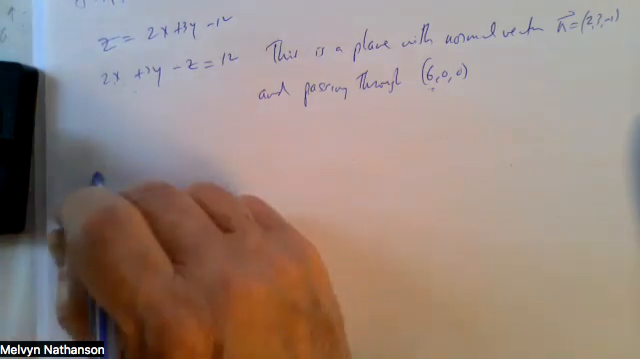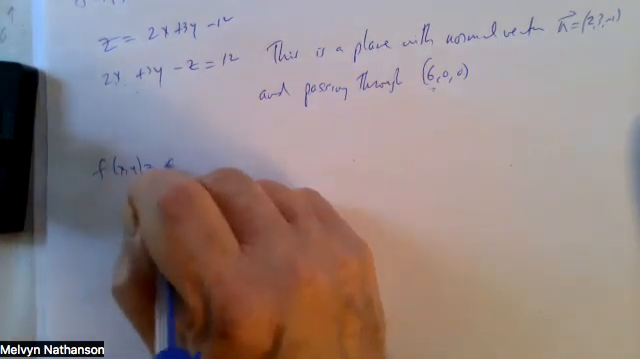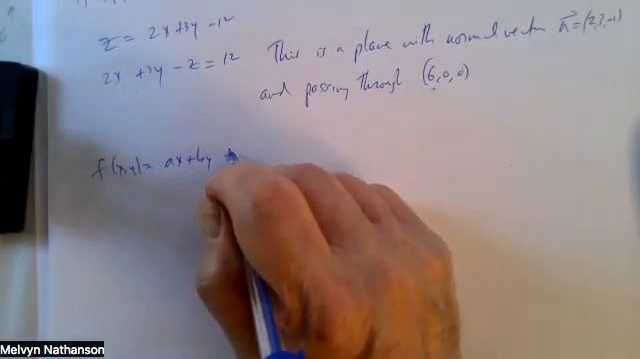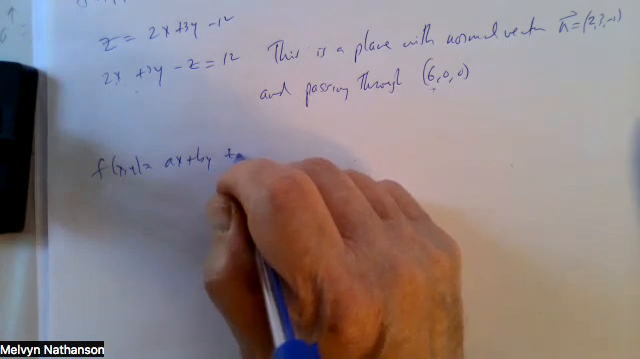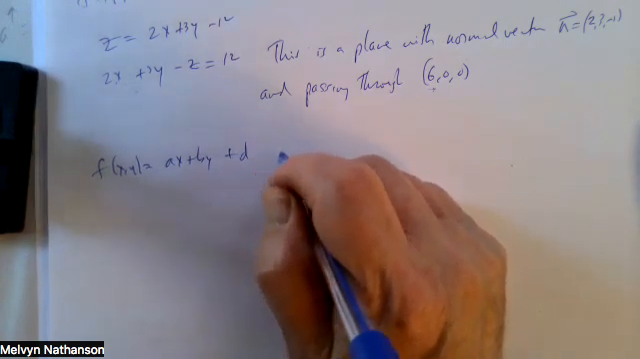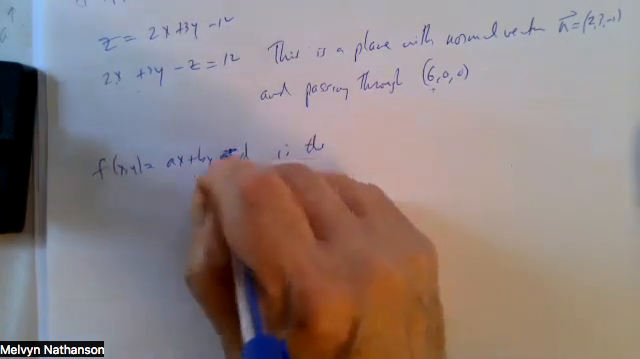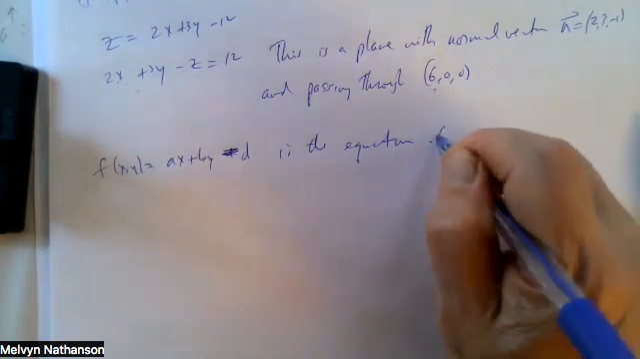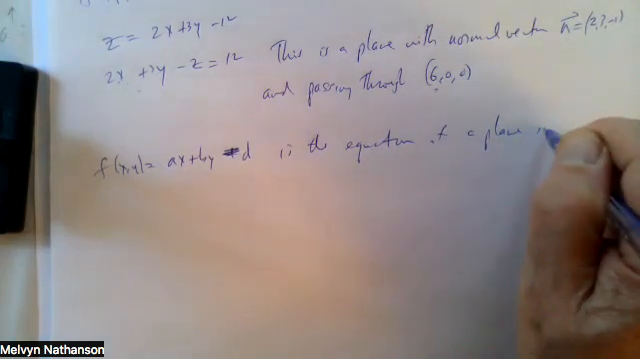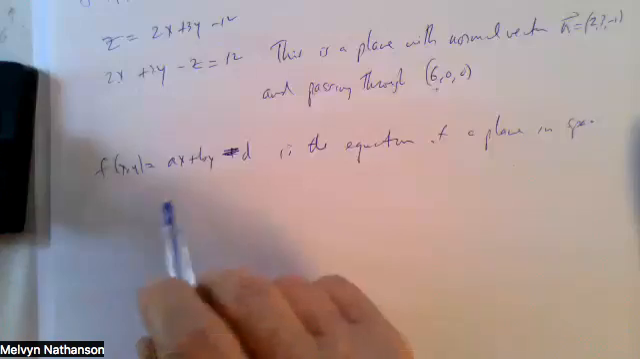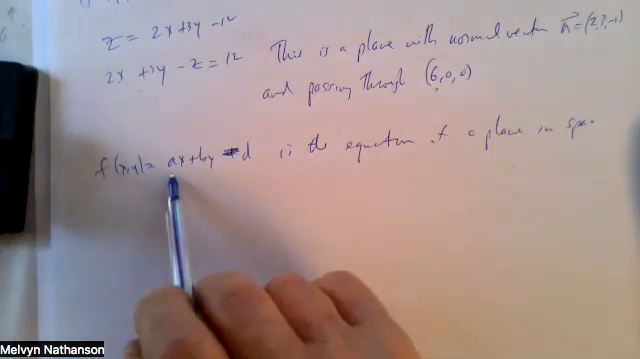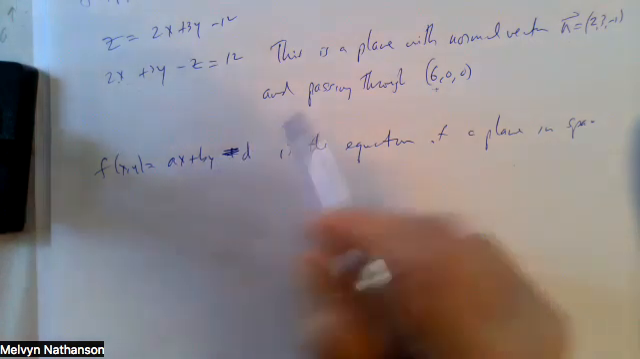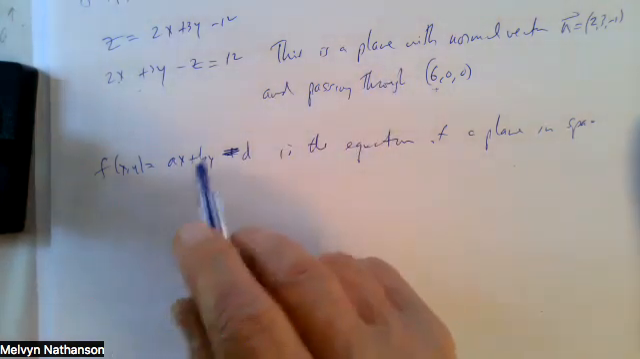So, in general, f of xy equal ax plus by plus d is the equation of a plane in space. So if you have your f of xy as a function, which is something times x plus something times y plus a number, that's always the equation of a plane.